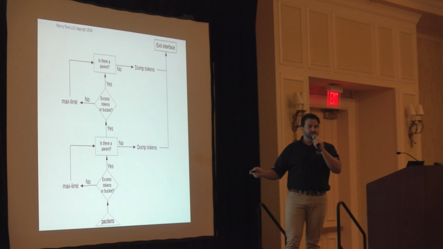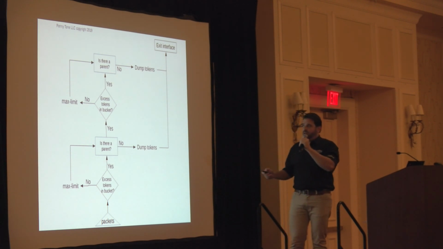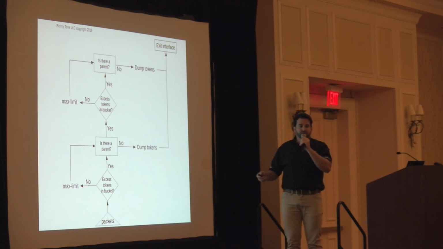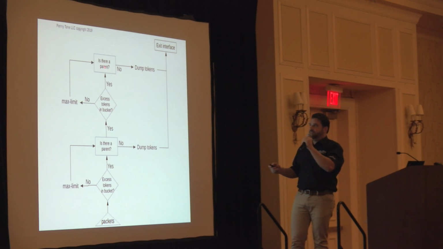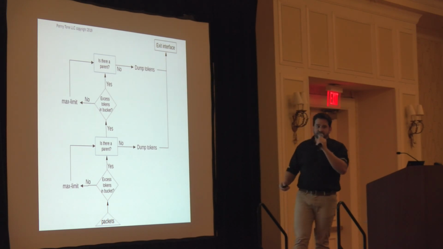If there's not, you're limited to the parent's max limit. That's important for the next demonstration. If the parent doesn't have a full bucket or its bucket is way too small, you're going to be limited to, let's say, max limit. And if the parent does have a bucket and it does have a lot of tokens, you'll be able to burst. It dumps its tokens out the exit interface.